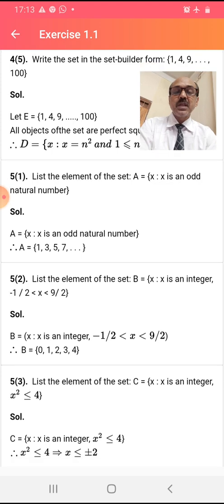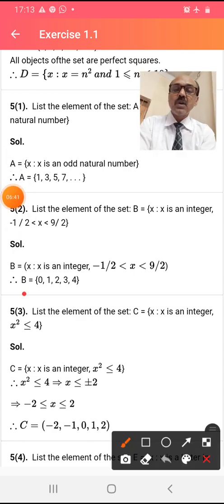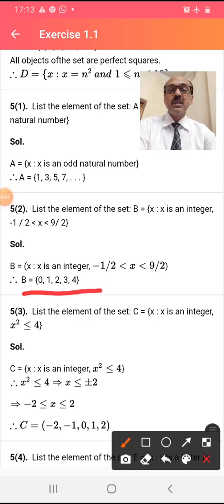Then list the elements of the set x such that x is an integer between minus half and 9 by 2. So 9 by 2 means 4.5, so less than 4.5. The integer less than 4.5 is 4, not a fraction, an integer. And after minus half, the integer is 0. So between these numbers, the integers are 0, 1, 2, 3, 4. These are the integers.